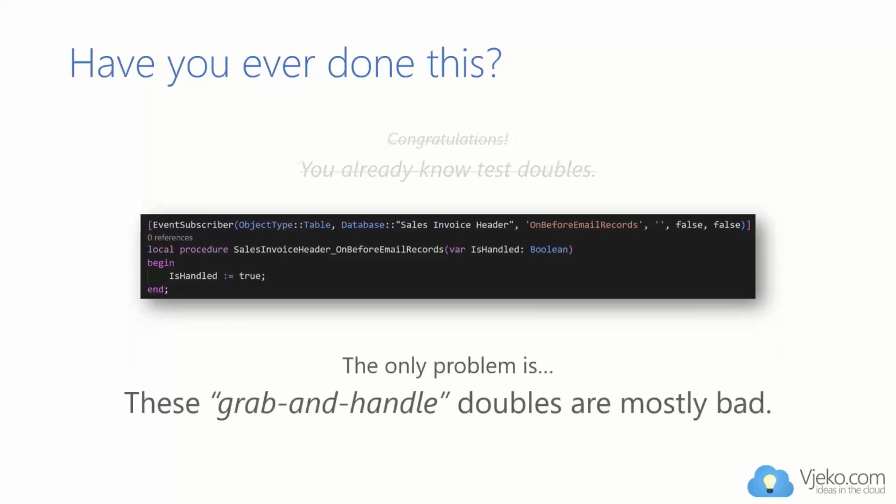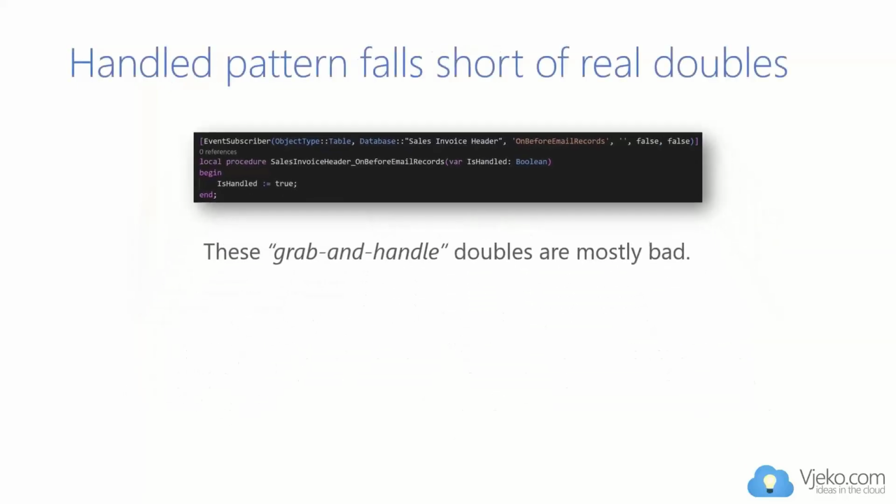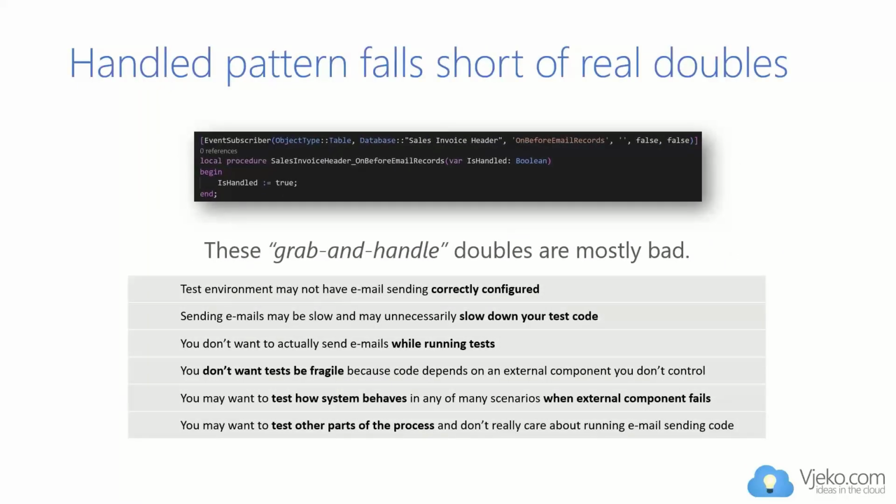The only problem here is that I like to call these things grab and handle doubles. They are mostly bad. So they are really not good doubles. And unfortunately, most of the testing that I've seen in AL uses just this pattern. Let's take a look at why these grab and handle doubles are not really good. I'm going to present the obstacles that I presented earlier when showing that email code, and I will address one by one what these kinds of doubles achieve and where they fall short of what we may want to do.